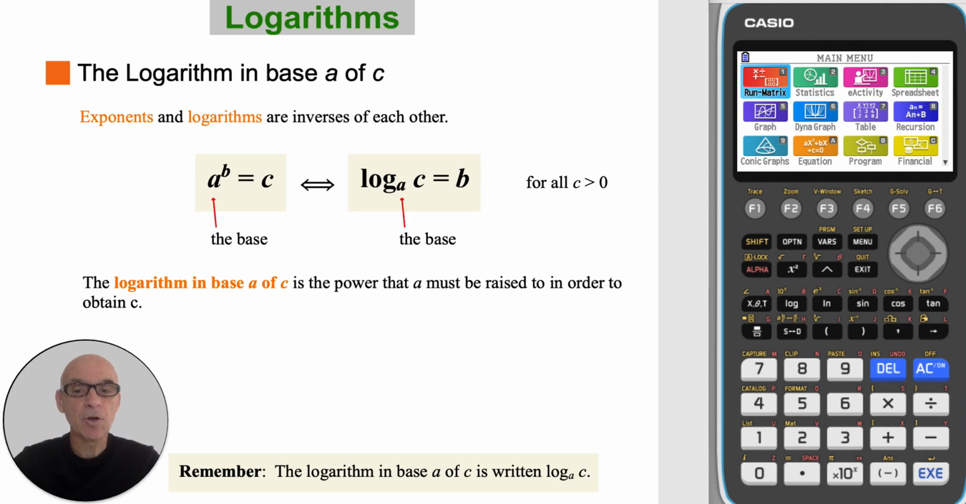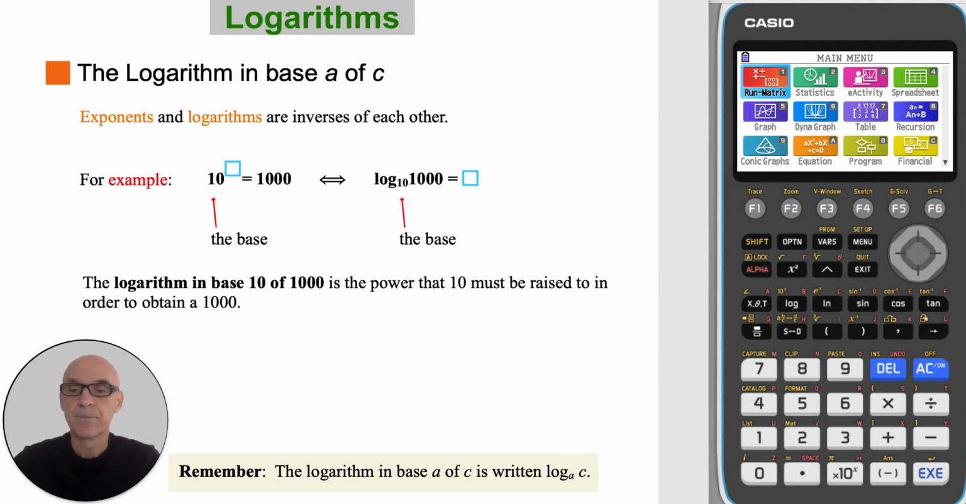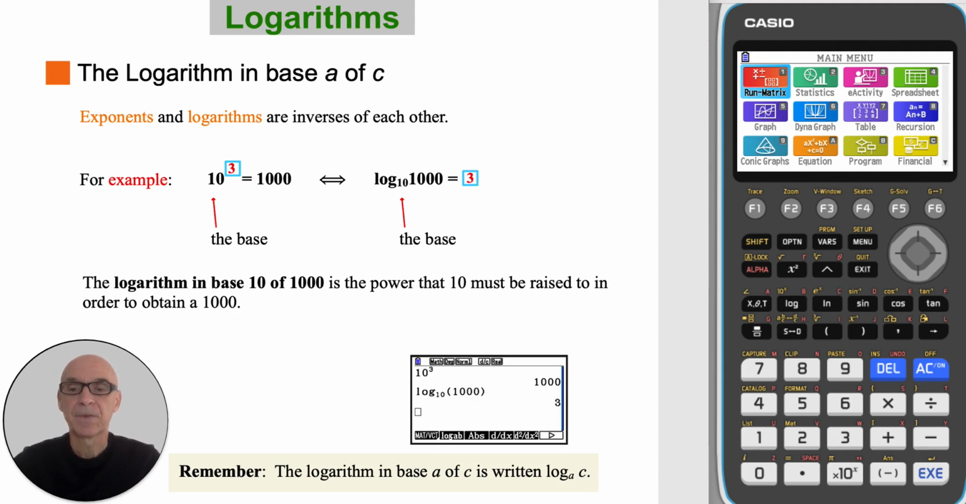So the logarithm in base a of c is the power that the base a must be raised in order to obtain c. For example, the logarithm in base 10 of 1000 is the power that 10 must be raised in order to obtain 1000. And that value is 3.